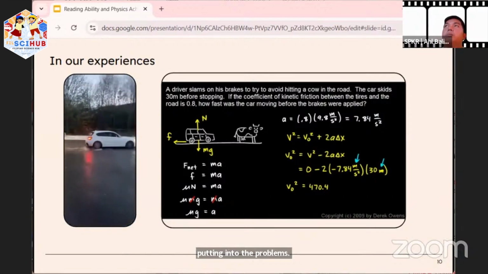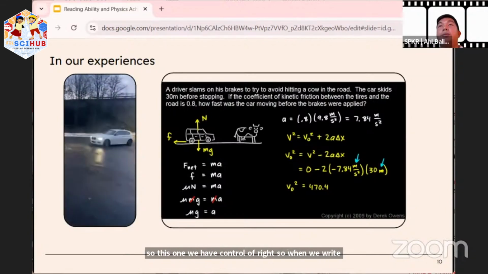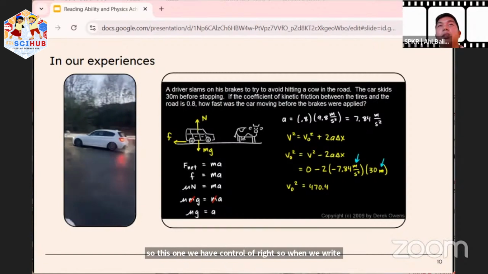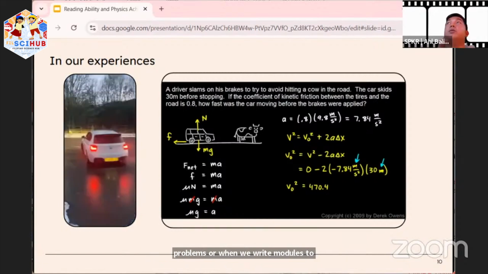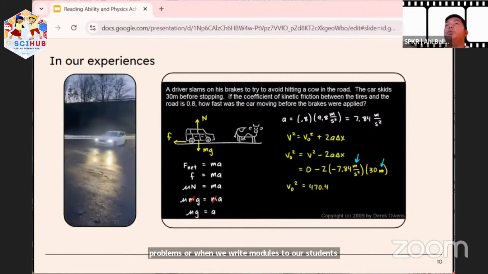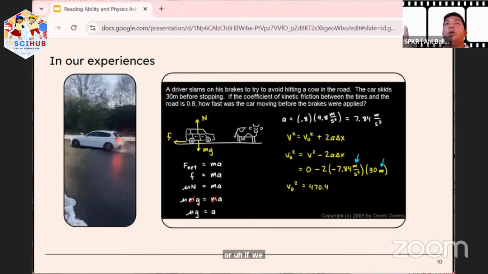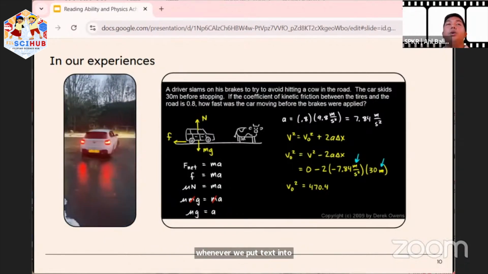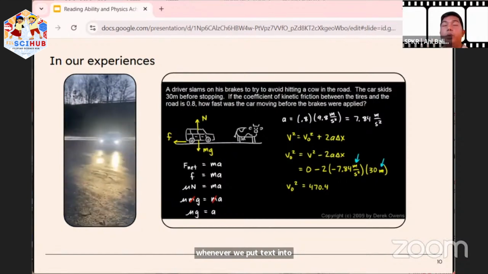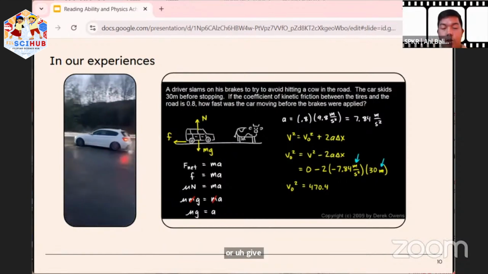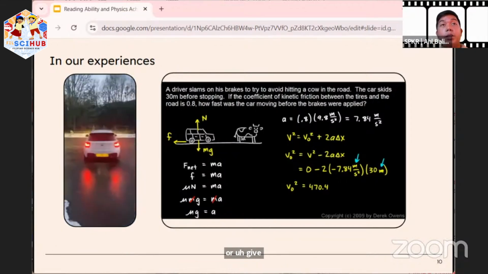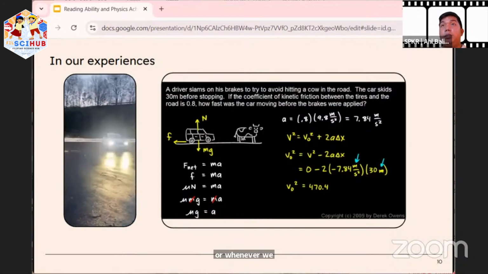So when we write problems or modules for our students, or whenever we put text into our presentations, or whenever we create assessments, we have control of that, right?